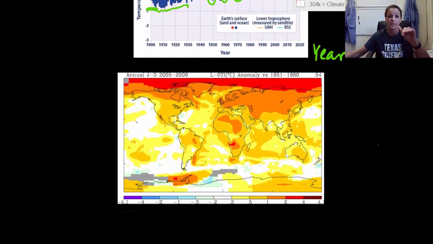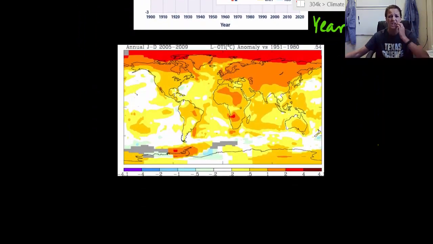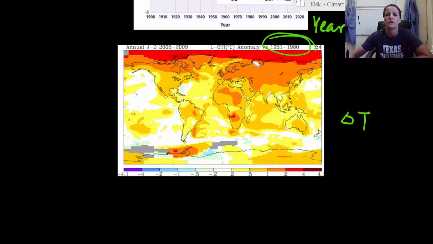So let's look at a map here. What we're looking at here is a difference in temperature. So again, we're mapping the change in temperature. This is the years from 1950 to 1980, and what we're mapping is versus 1950 to 1980. These are actually a map of 2005 to 2009. And what we're looking at is the difference in temperatures that we've seen.